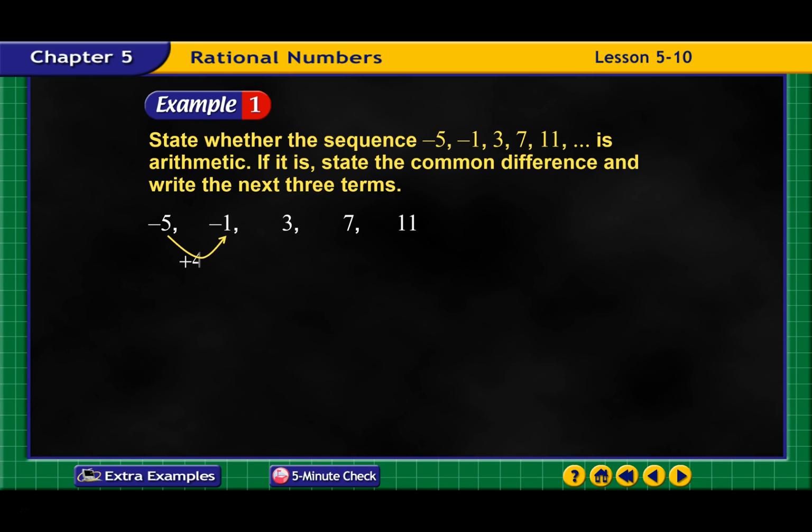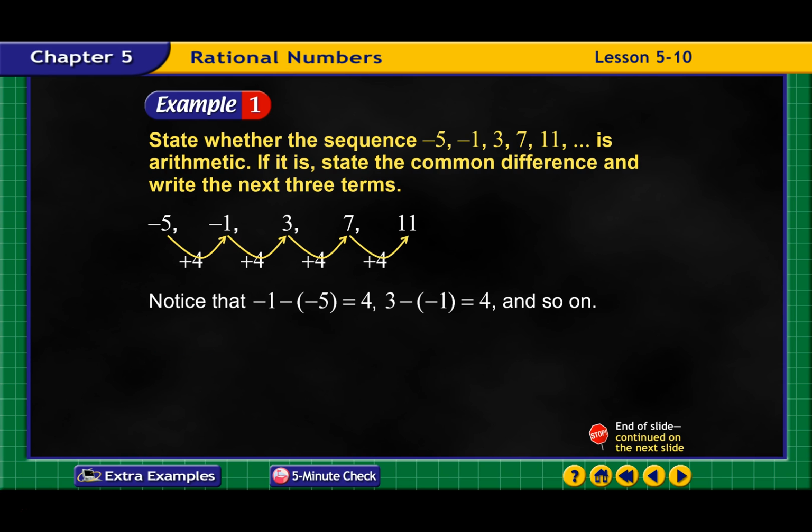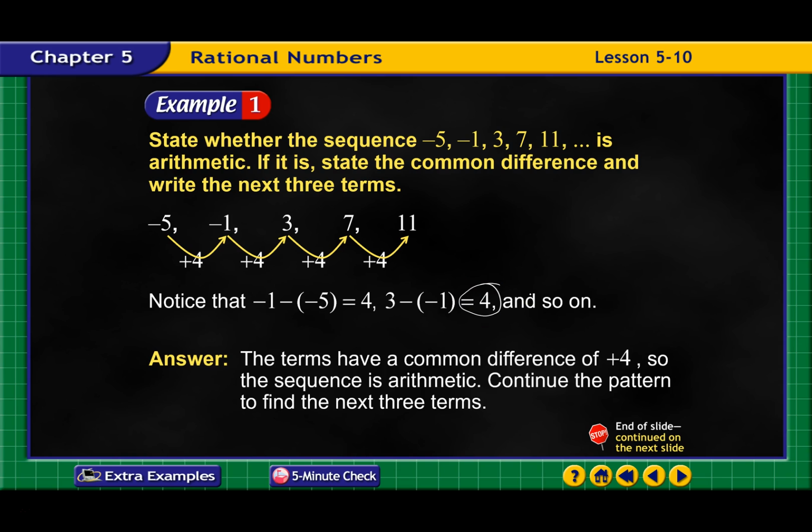All right, so in between these two, it adds 4. Between this one, it adds 4. I'm sensing a pattern here. Just to make sure, add 4, maybe just one more. Add 4. All right, so we notice that the differences equal 4 and so on. So the terms have a common difference of positive 4. So the sequence is arithmetic, and we continue that pattern to find the next 3 terms.